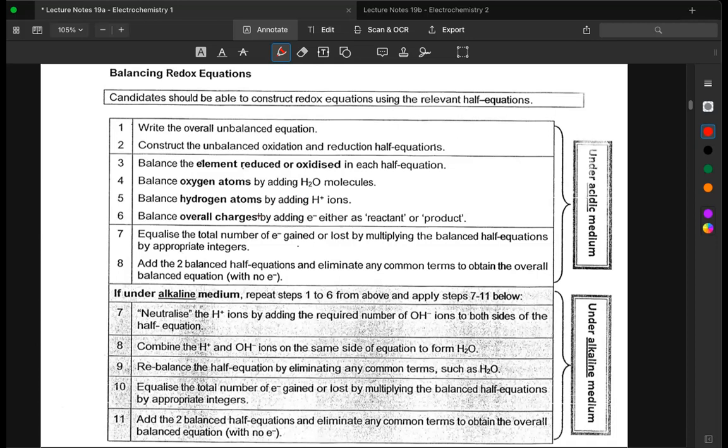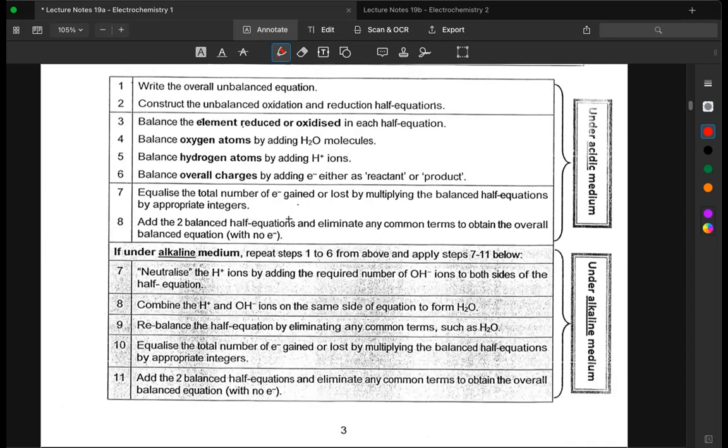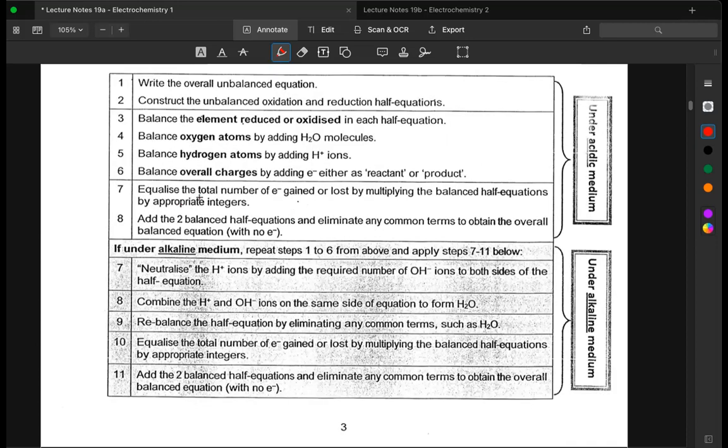All right. And then after you balance the oxygen atoms on the right-hand side, okay, there will be oxygen involved because there is oxidation reduction taking place. Then you put the H+ to balance the H in the water, and then you balance the overall charge by adding electrons, and that's about it. And then you estimate the total number of electrons gained, and then you add the two equations together like what you always do for mathematics simultaneous equations.